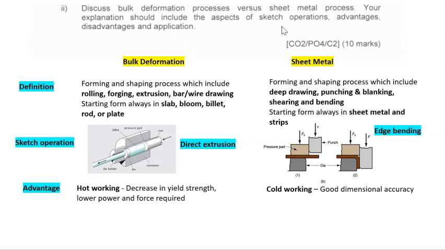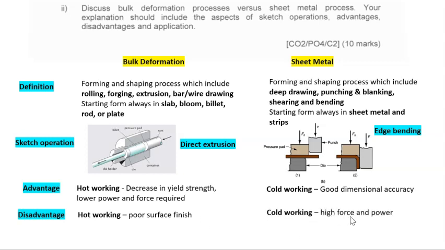Now they want the disadvantage. So 1 point here, 1 point here. For the disadvantage, again you look at hot working, which definitely gives a poor surface finish. And the disadvantage of cold working is that you need higher force and power. You can include other disadvantages that you are familiar with. So how many marks do we have now? And then to complete the last part, you need to give the application or example of product.